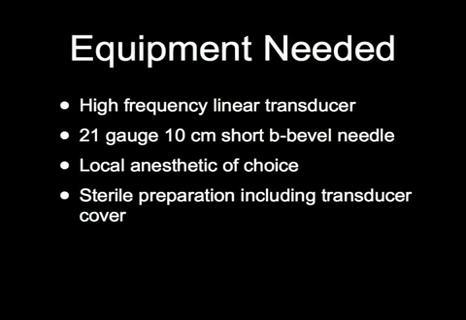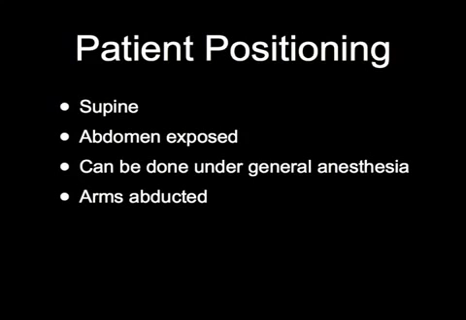Equipment needed: a high-frequency linear transducer, a 21-gauge 10-centimeter short B-bevel needle, local anesthetic of choice, and a sterile preparation including transducer cover. Patient positioning: supine with the abdomen exposed. This can be done under general anesthesia. Arms should be abducted to allow access to the abdomen.